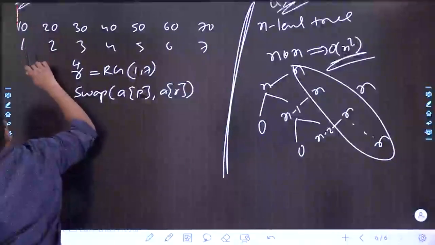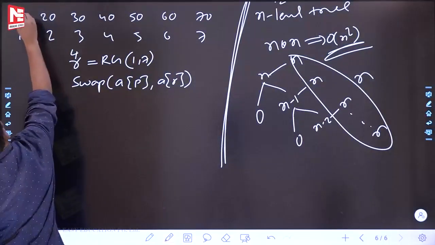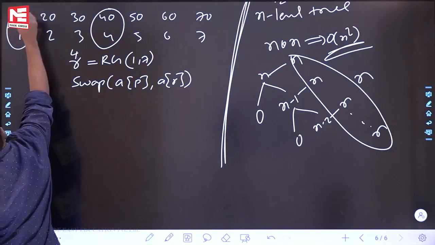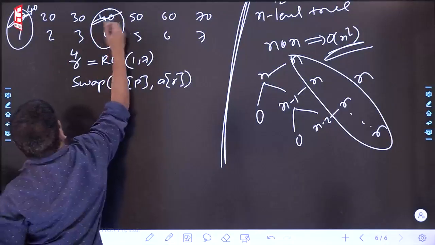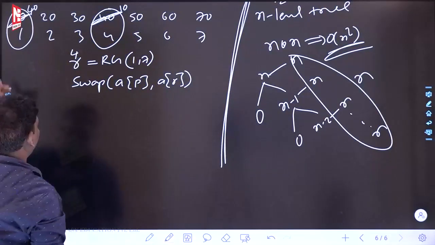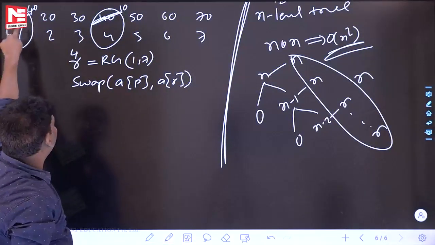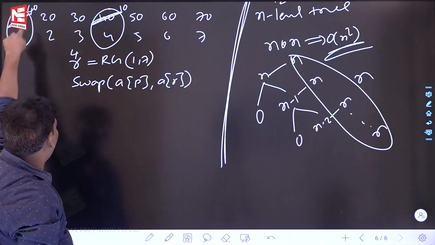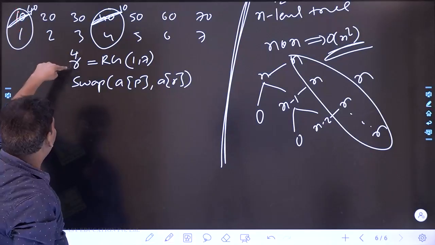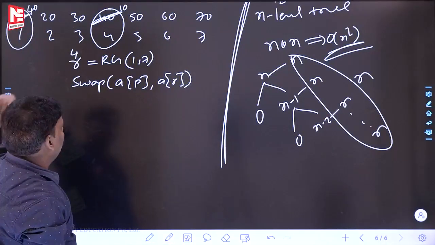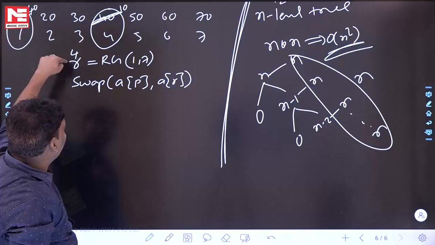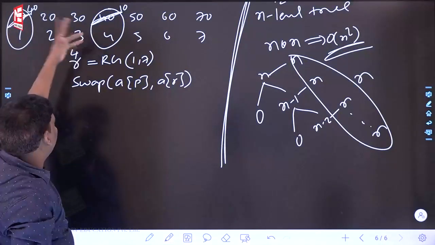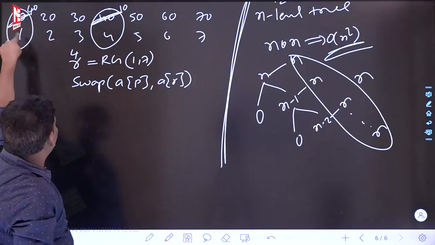Swap these two things. If you swap, it will become 40, and it will become 10. Now after swapping, who is there in the first place? 40, whom you selected as a pivot. Now apply normal quicksort. I want to take the 4th element as a pivot, but I know only the first-element-as-pivot algorithm. Swap them so that the 4th element will be in the first place.